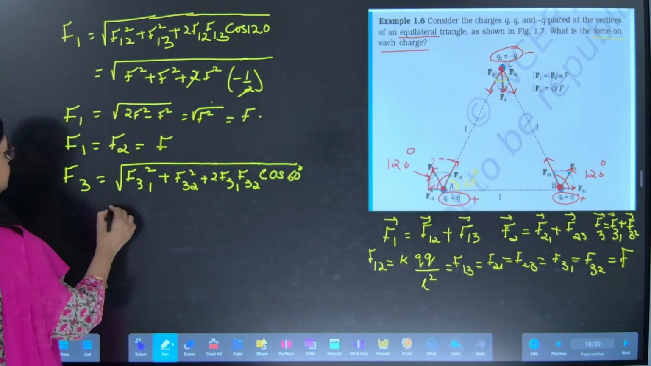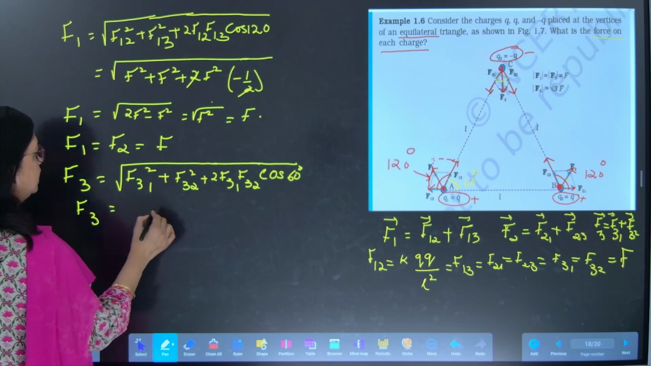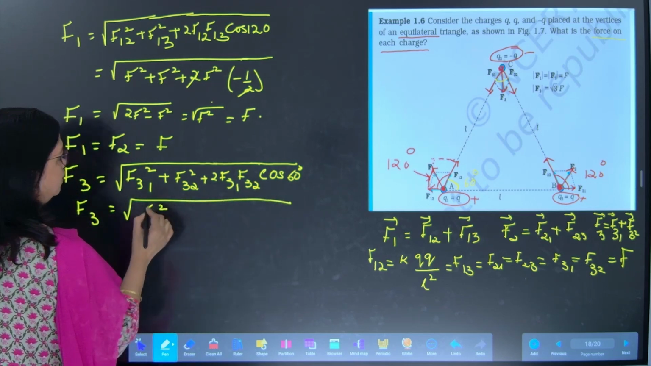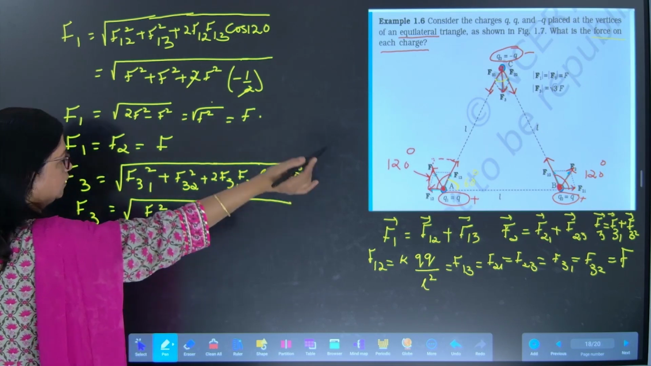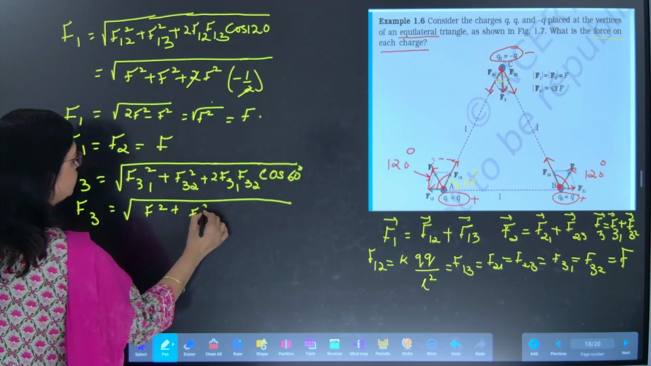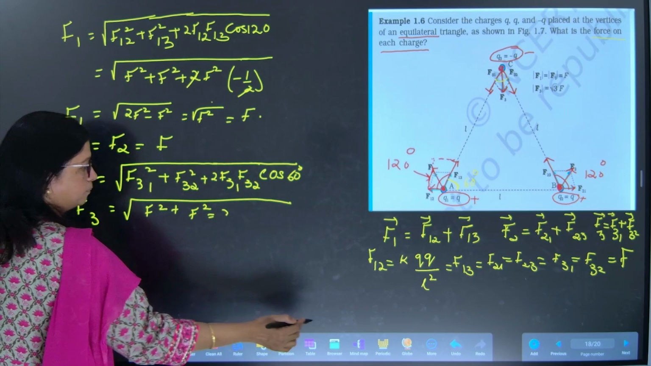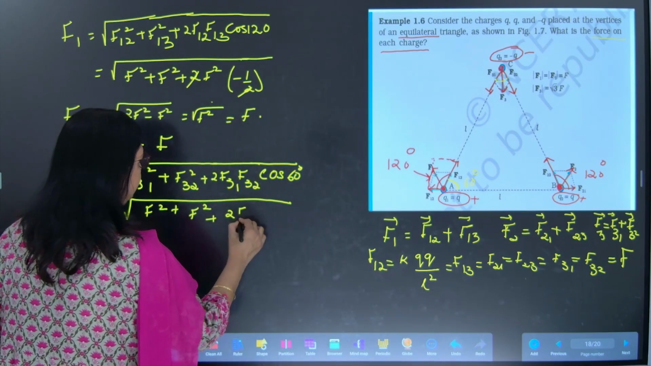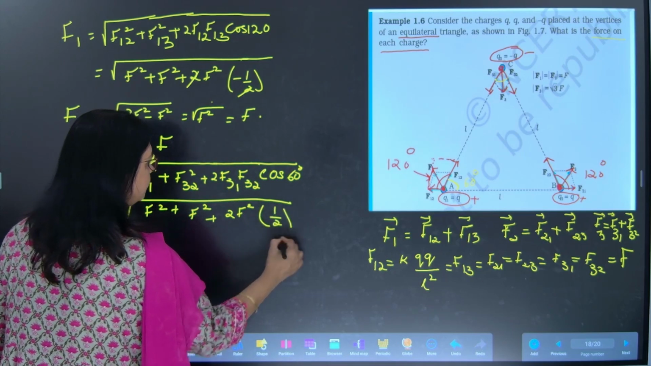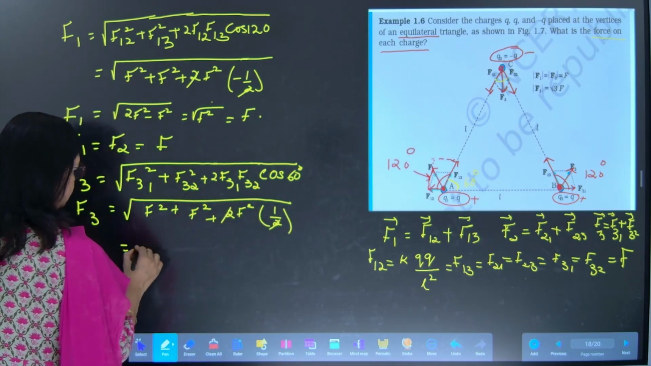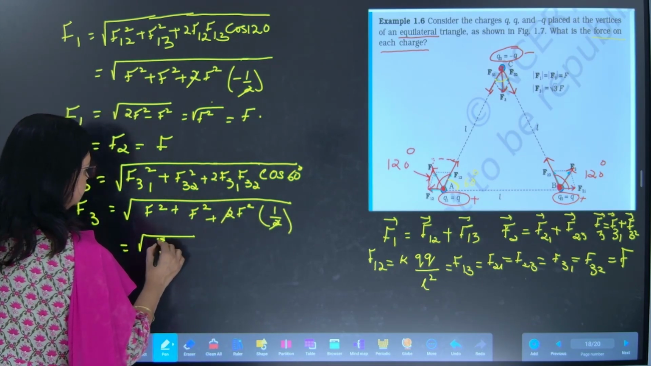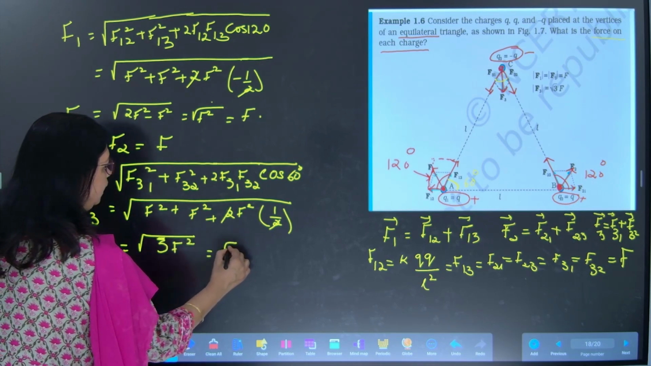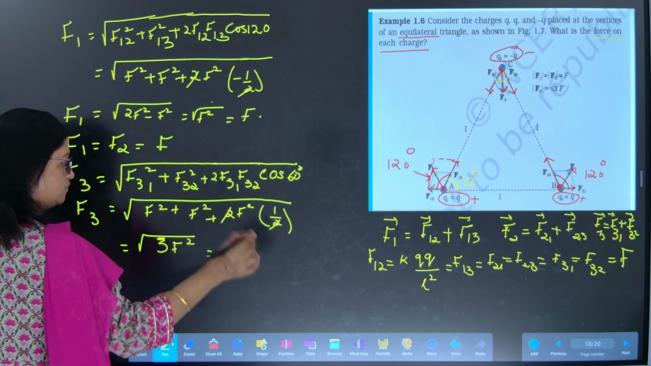So let us substitute the values of all these forces and the angle, and we get F square. I already mentioned that all these magnitudes are equal to F, so F square plus F square plus 2F into F, again F square, and cos 60 is half. So the 2 cancels, and what do I get here? Root 3 F square, and the root of that is root 3 F.